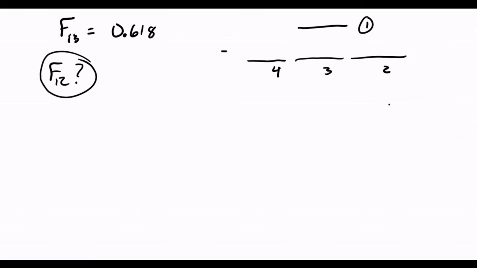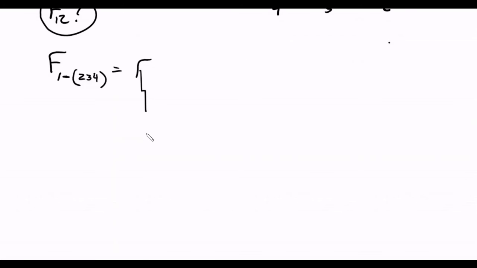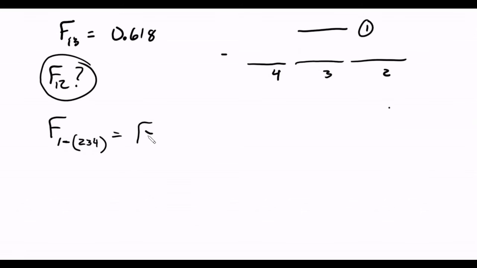And there's a few things we can say, right? Like, for example, F from 1 to the combined surface 2, 3, 4. So F from 1 to this whole surface has to be equal to, let's go back up here so we can see, F from 1 to 4 plus F from 1 to 3 plus F from 1 to 2. All right, that's the partition rule. So we've broken this big surface, 2, 3, 4, into 3 different sections. And we're saying that the view factor from 1 to the overall surface has to be equal to the view factor from 1 to each individual surface, all of them added together.